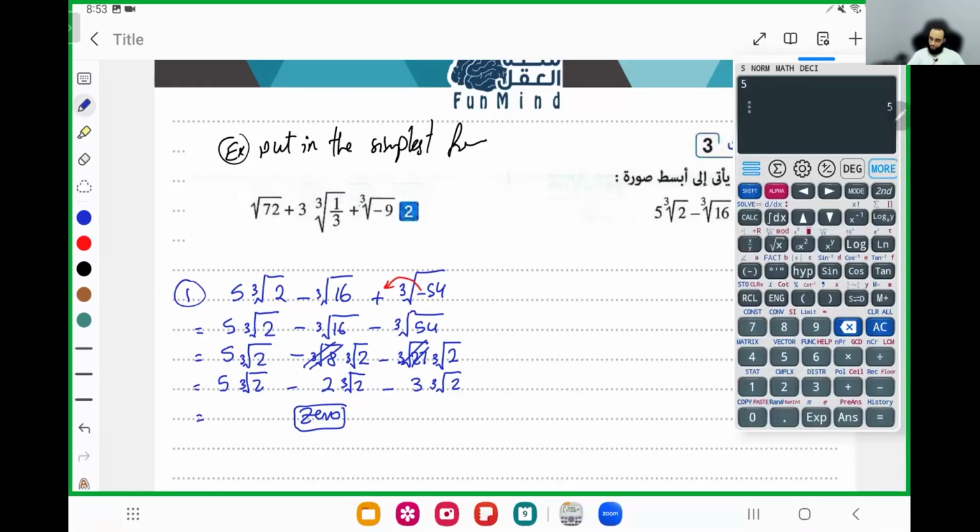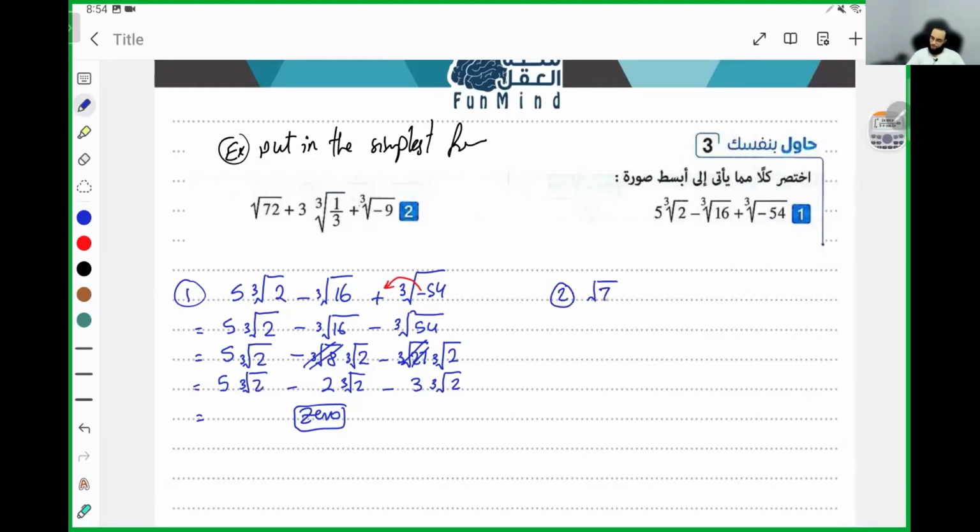5 cubic root 2 minus cubic root 16 plus cubic root negative 54. 0. We are correct. Lamar, your voice is so low. I can't hear you well. Mute yourself. Lamar, square root 79.